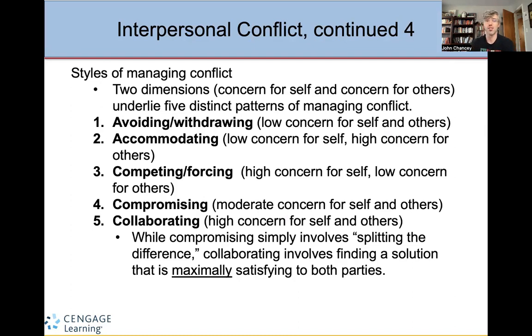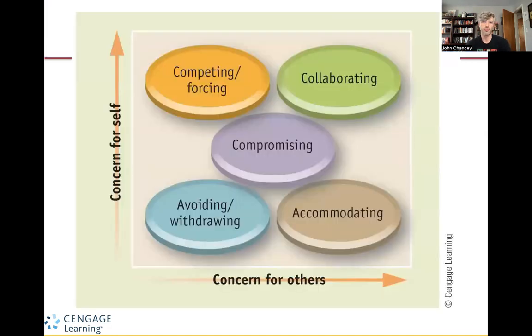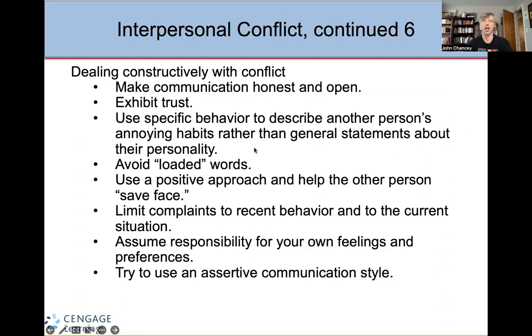And then collaborating. This is ultimately the best solution in terms of thinking about it from a psychology standpoint. Compromising allows you to kind of split the difference, finding a solution that is best for both sides of the conflict, not just one or the other. If you look at the dimension of concern for self, concern for others, compromise is that sweet spot in the middle in terms of resolving conflict.